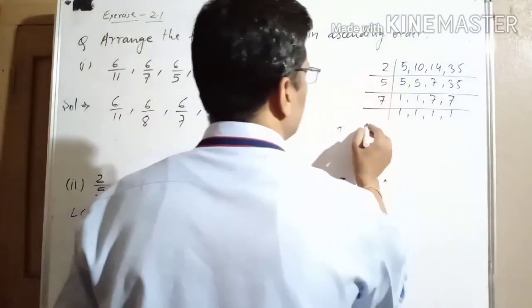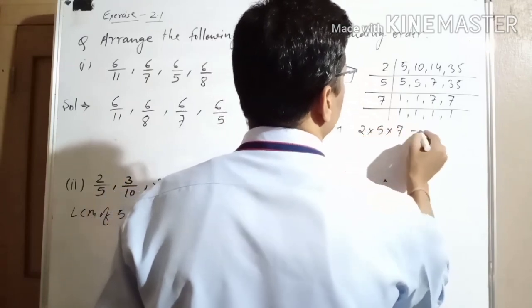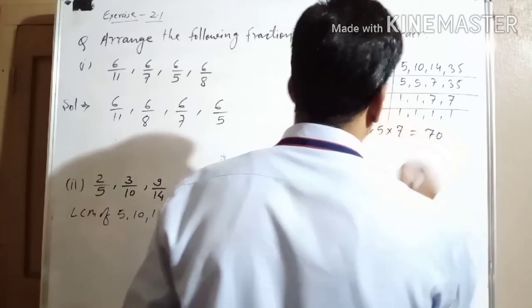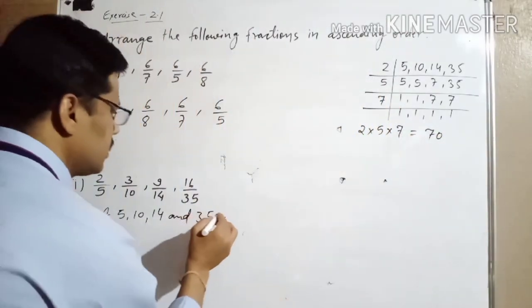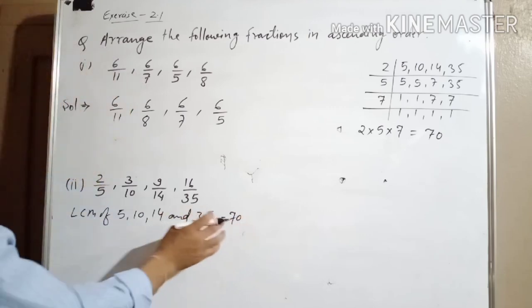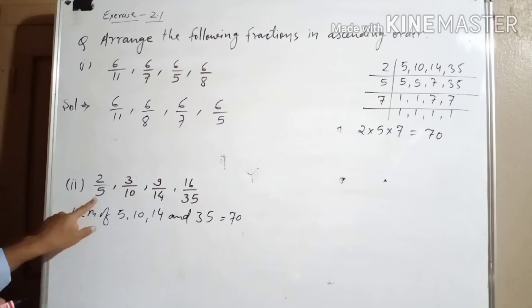So we multiply 2 into 5 into 7. 2 fives are 10. 10 sevens are 70. So what is the LCM? 70. So we can write here LCM is 70. Okay. After getting the LCM 70, it becomes very easy. So we want to make their denominators 70. So how will you make the denominator 70?